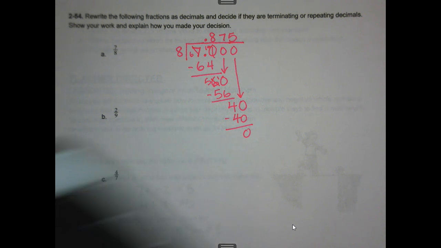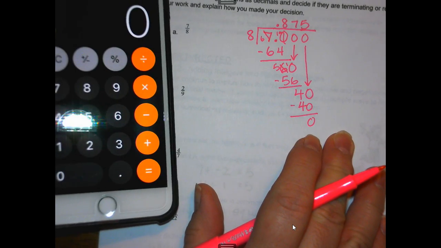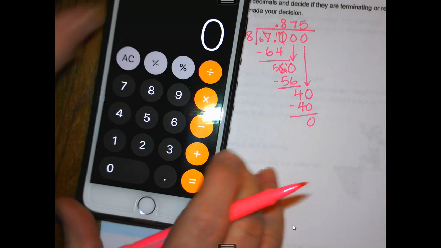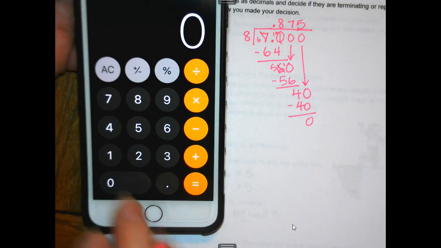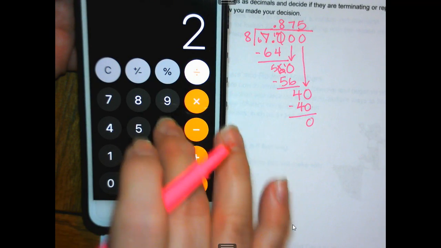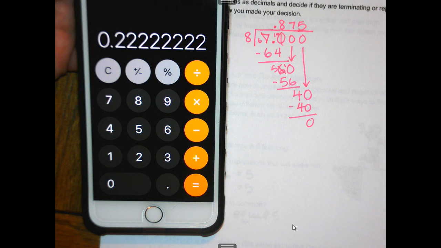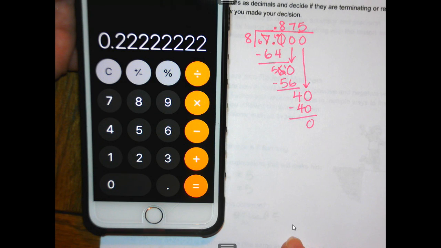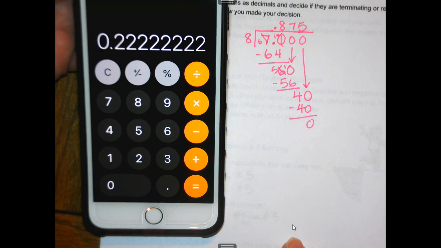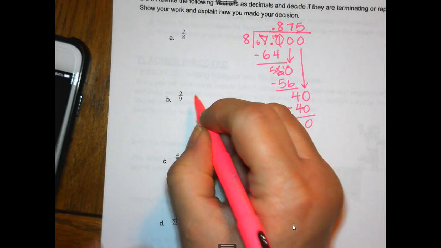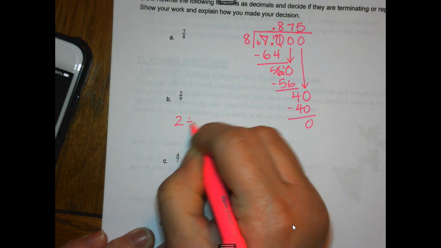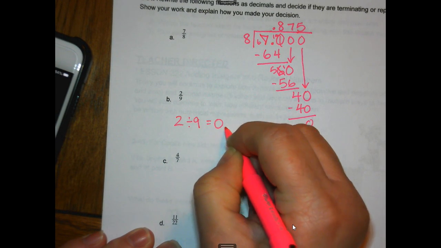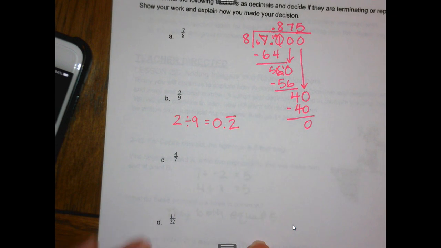And here's my calculator. Let's tip this up so we can see it a little bit better. I'm going to input the number 2. 2 divided by 9 equals a repeating decimal. We learned in one of our lessons this week that when 9 is in the denominator, it's one amazingly huge clue that we're going to get a repeating decimal. So this problem would be written 2 divided by 9, and that equals 0.2 repeating.